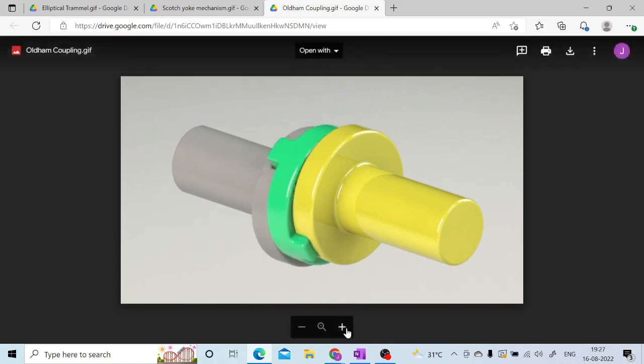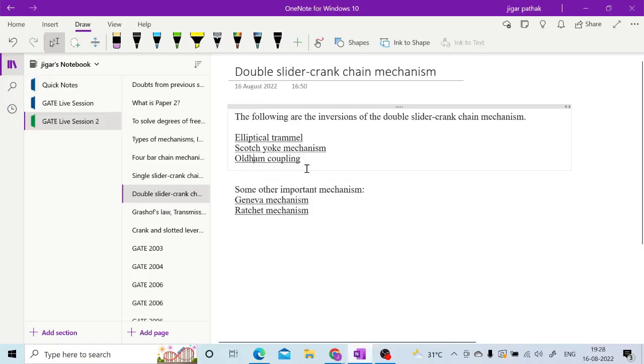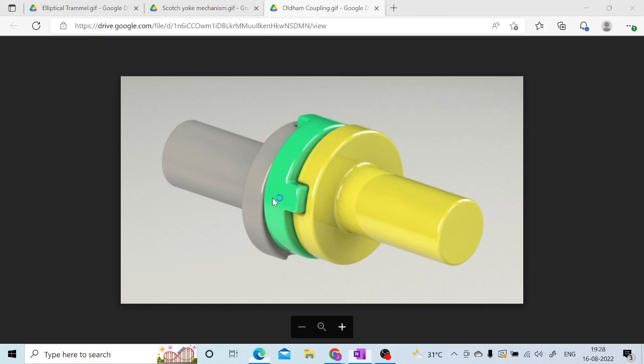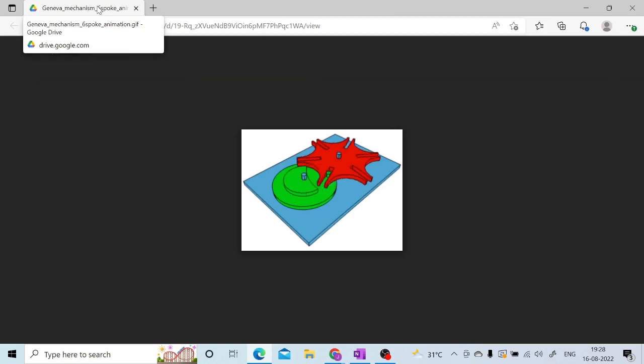Okay, so here you are having these double slider crank chain mechanism inversions. After that, some other important mechanisms are also there, like the Geneva mechanism and the ratchet mechanism. We will see that one by one. So here in the Geneva mechanism you will have intermittent motion. As you can see, the link colored in red is having intermittent motion. So this is why it is also called an intermittent mechanism.